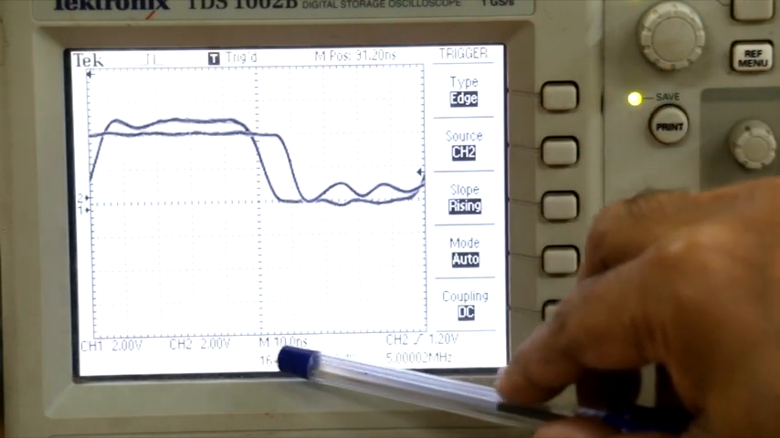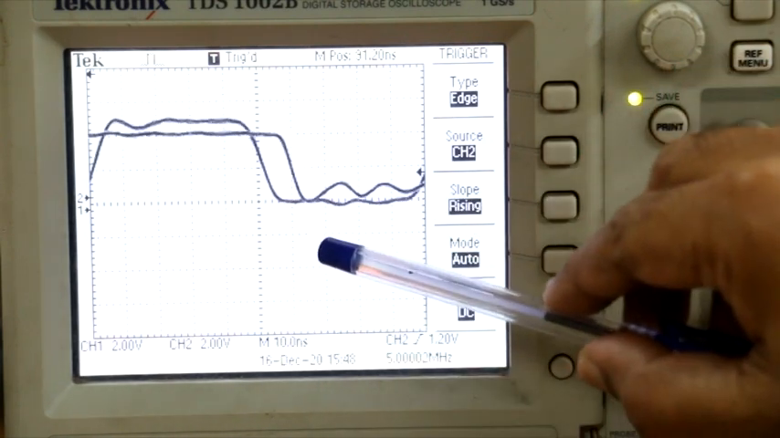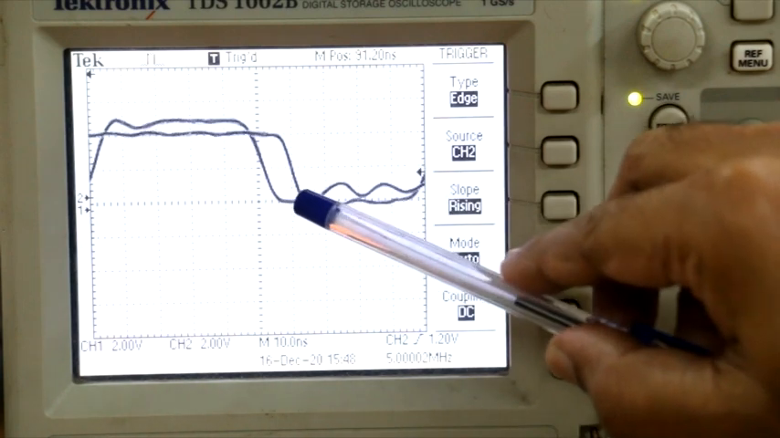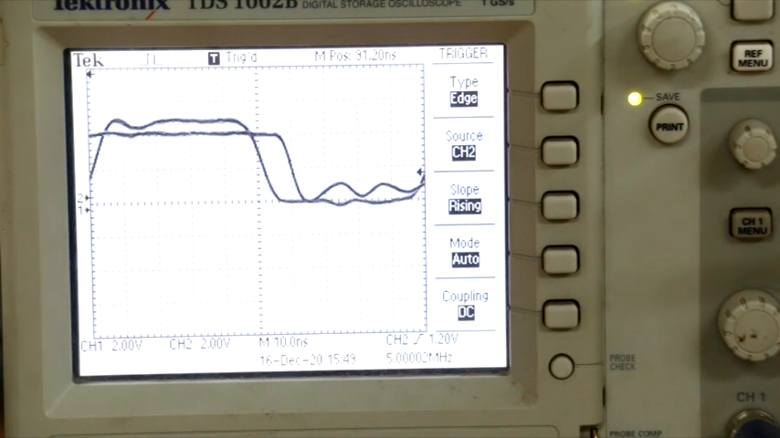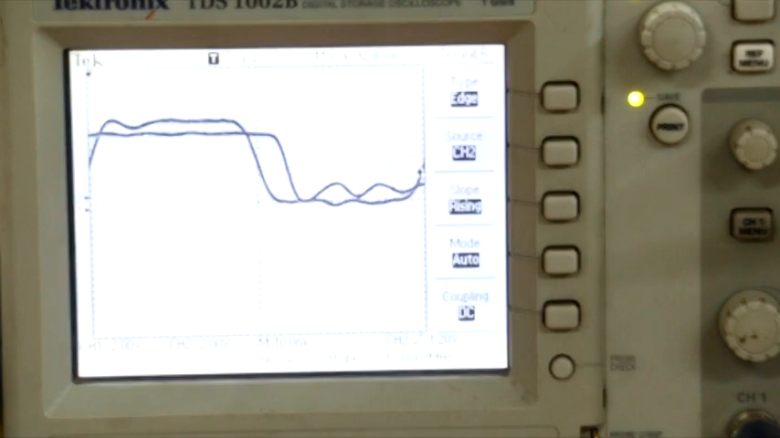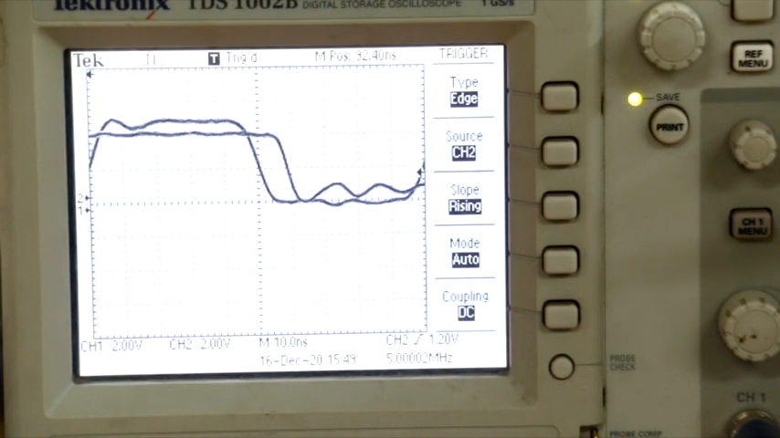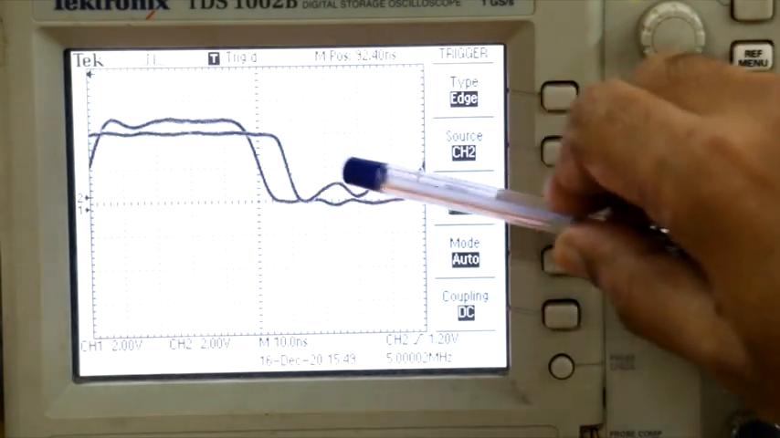The unit here is 10 nanoseconds per division. You need to measure at the 50% point. So roughly you are getting somewhere around 10. I think it's about 9 or around there that I'm able to get. So this is the propagation delay we are talking about.